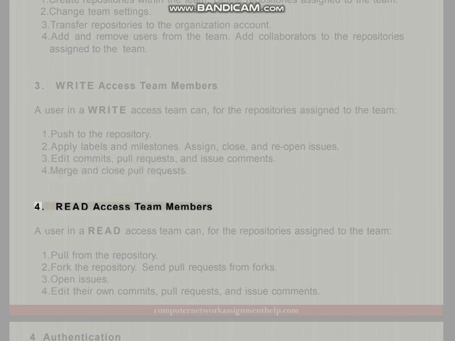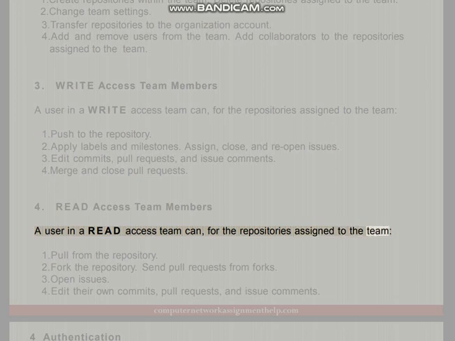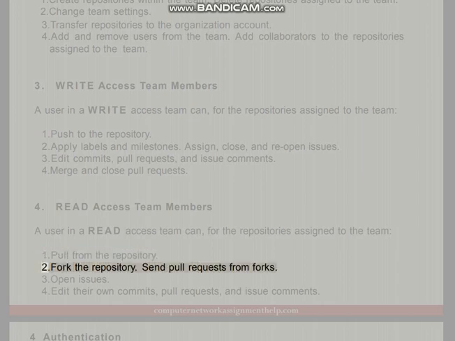4. READ access team members. A user in a READ access team can, for the repositories assigned to the team: 1. Pull from the repository. 2. Fork the repository. Send pull requests from forks. 3. Open issues. 4. Edit their own commits, pull requests, and issue comments.